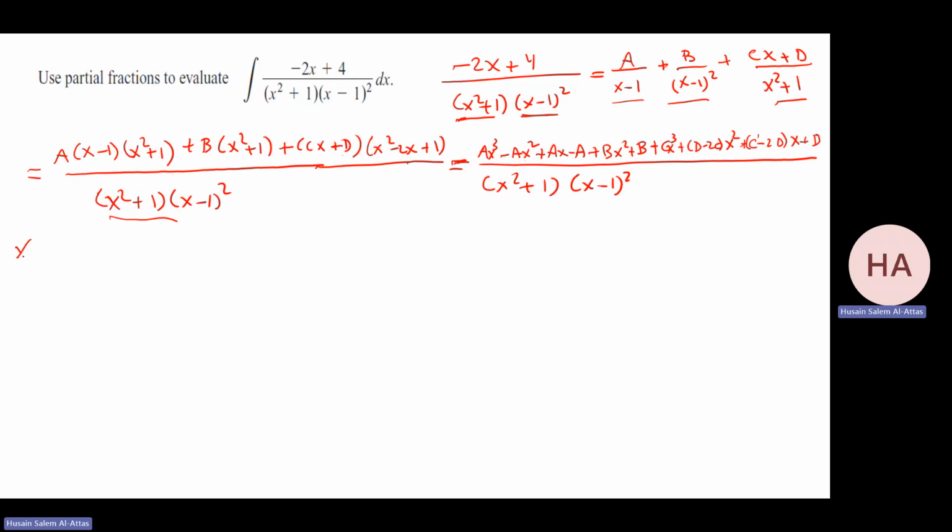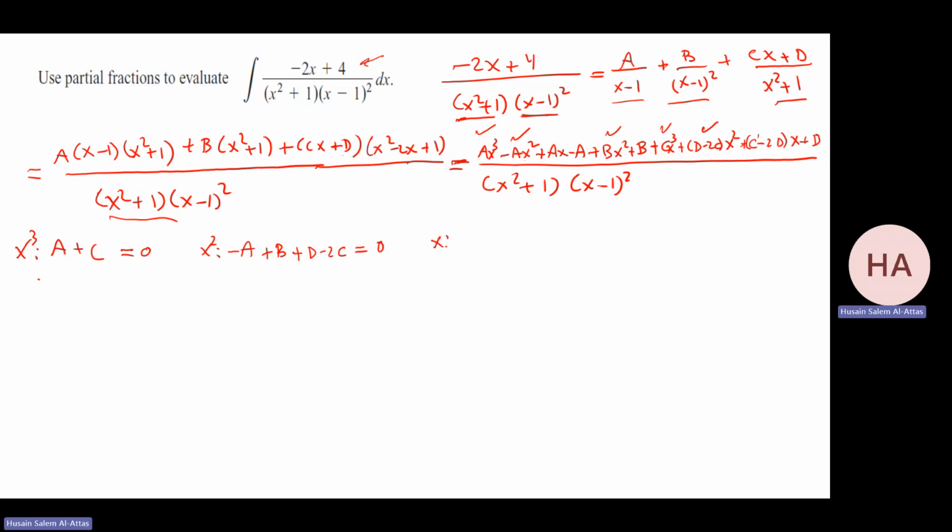Now I compare the coefficients. What's the coefficient of x cubed here? I have Ax cubed. I have Cx cubed. That's it. So I have A plus C. No x cubed here, so that will be equal to 0. X squared: I have minus A, plus B, plus D minus C. And that should equal to 0.